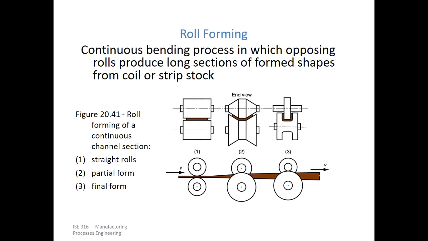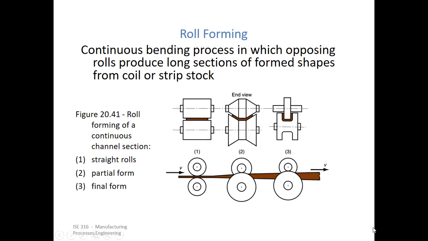As for roll forming, it is very similar, but here you have a different die setup at different points, and this helps us to progressively make some sheet metal component that we are looking for. It is a continuous bending process in which opposing rolls produce long sections of formed shapes from coil or strip stock, right? So as the name says, it's continuous bending.